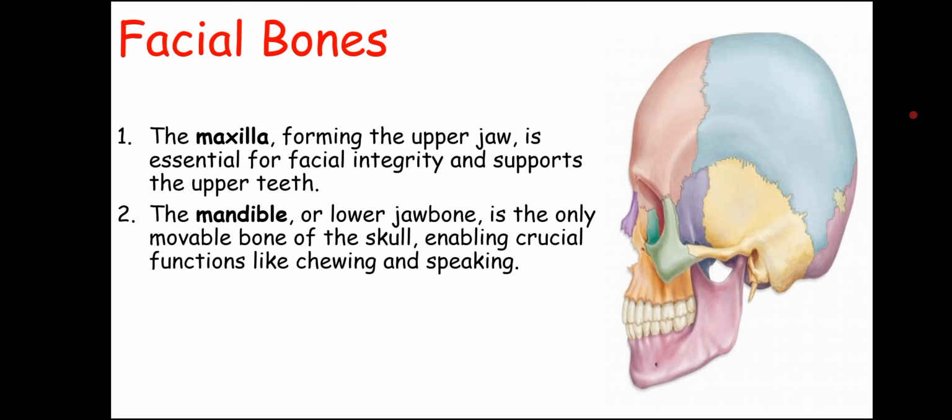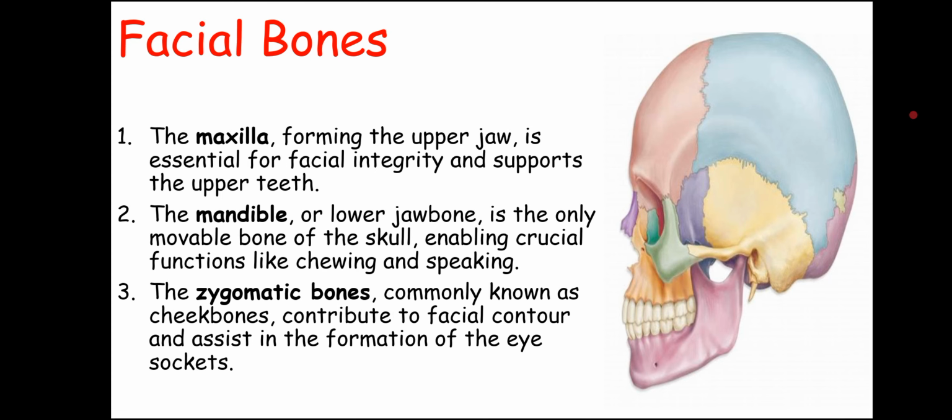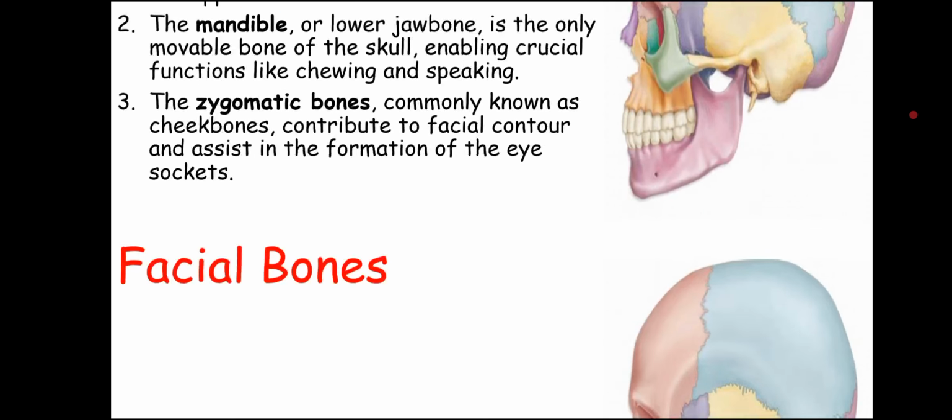Next we have mandible, that is a pink color bone just below the maxilla. It is also called lower jaw bone, and it is the only movable bone of the skull, enabling crucial functions like chewing and speaking. Next we have zygomatic bone. Here you can see at the side of maxilla the green color bone is the zygomatic bone, and it is commonly known as cheekbone, contributing to the facial contour and also assists in formation of eye sockets.